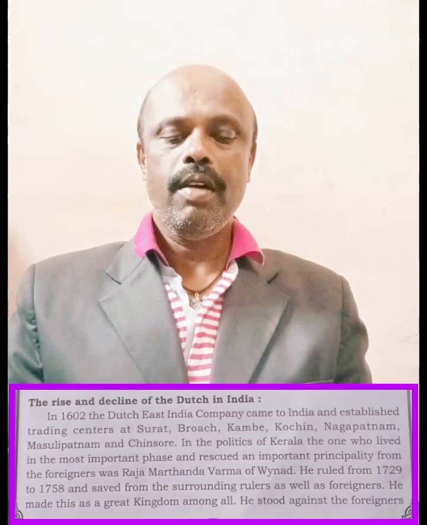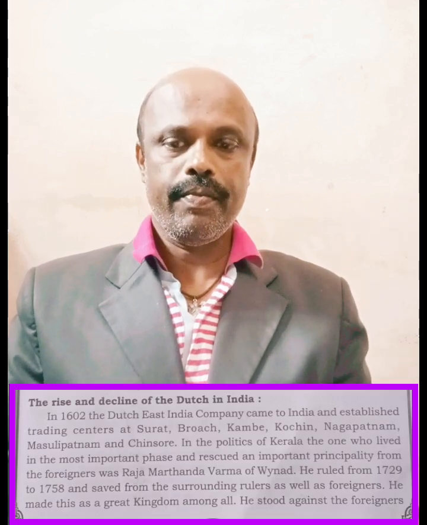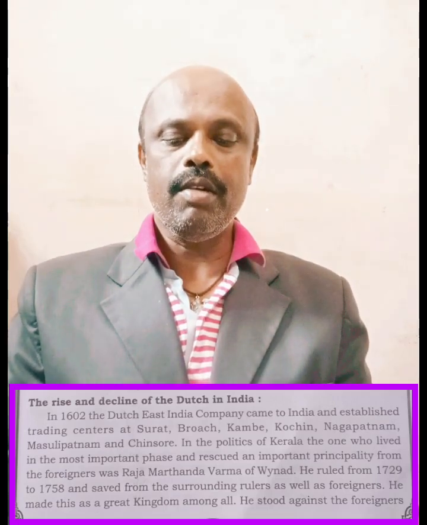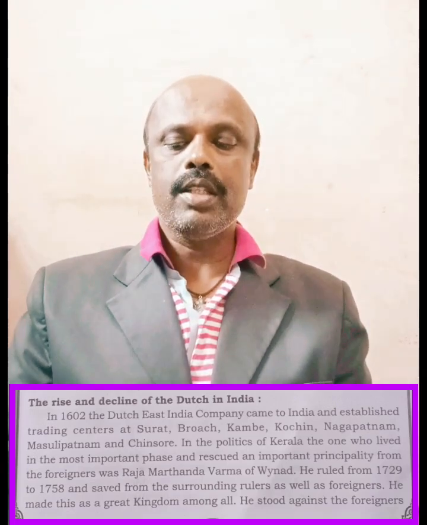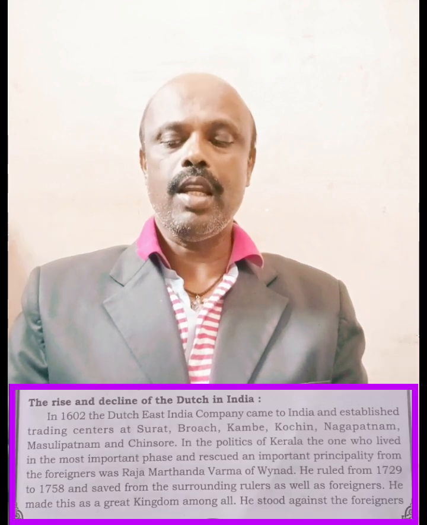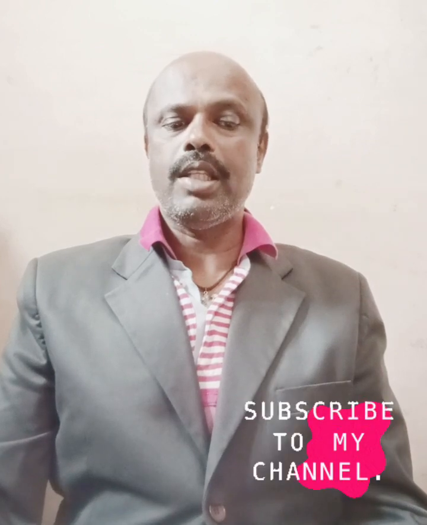In the polity of Kerala, the one who rescued an important principality from the foreigners was Raja Marthanda Varma of Venad. He ruled from 1729 to 1758 and saved the kingdom from the surrounding rulers as well as foreigners. He made it a great kingdom among all. He stood against the foreigners who were greedy for favor and brought many reforms to administration. He shifted his capital from Padmanabhapuram to Thiruvananthapuram and made his kingdom known as the Travancore province.